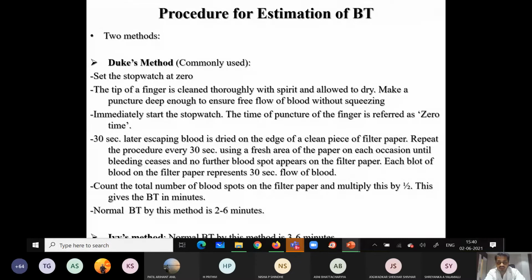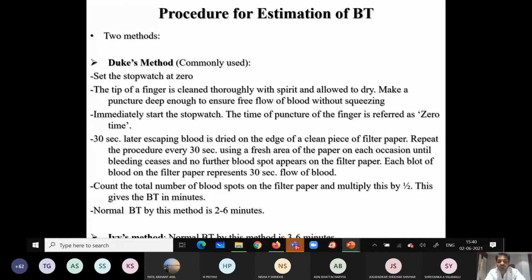Make a puncture deep enough, a bold and gentle prick, to ensure free flow of blood without squeezing. Don't squeeze for extra blood. Just make a gentle and bold prick deep enough to ensure free flow of blood. Don't squeeze the area in this procedure.